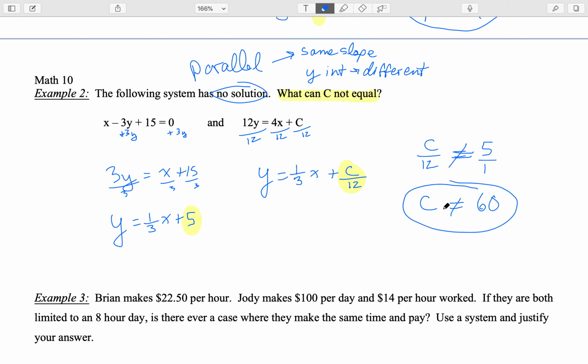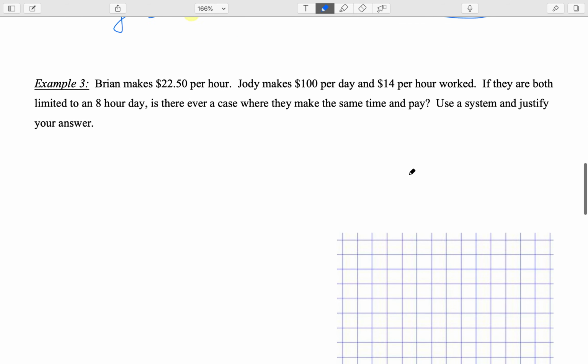C can be anything in the world, but if C is 60, then 60 divided by 12 becomes 5. Then they become coincidental lines, and they do have a solution. There's an infinite number. But this question says they have no solution, which means these are not the same. So no, I don't want this equal to this. That's the only thing that C cannot equal. That's kind of a weird question.